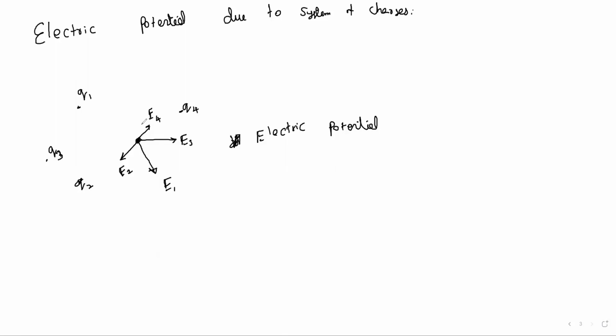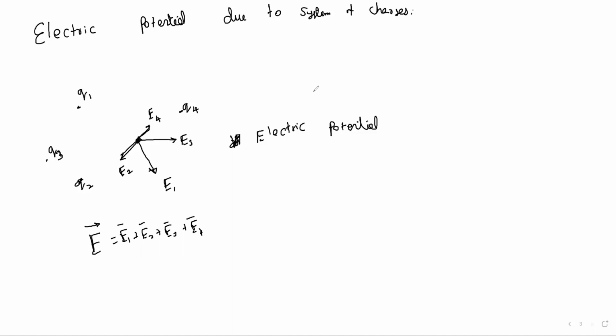We make 4 or 5 such vectors, so the fields are acting at this point in different directions. Then the net electric field intensity is the vector sum of all the electric field intensities. Why? Because we have to consider the direction also. If one is acting like this and another is acting like this, there may be a chance of getting cancelled if both are equal. So the direction you should include.